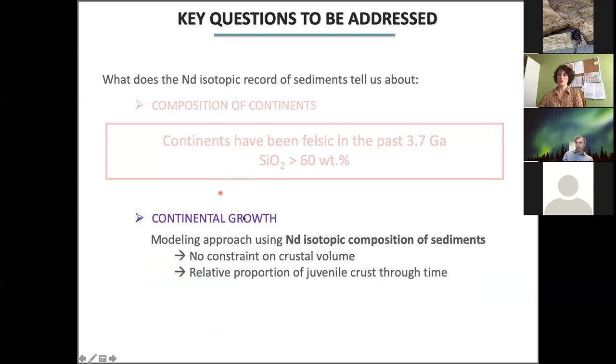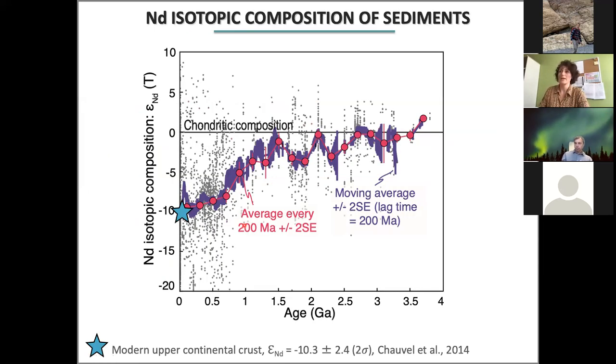Okay, now that we know what the neodymium in sediments tells us about the composition, we can see what isotopic composition is telling us about continental growth. So here is the compilation that I have made: the neodymium isotopic composition through time. Again, the binned averages are in pink and the moving average is in purple behind. And the good thing is that the more recent bins match pretty well the isotopic composition of modern upper continental crust, which is about minus 10, independently estimated from loess. So this is good news.